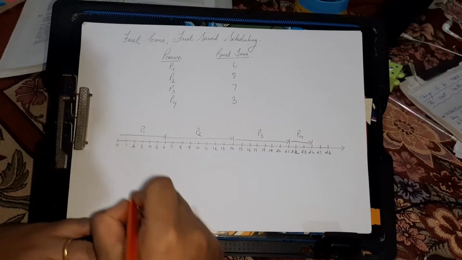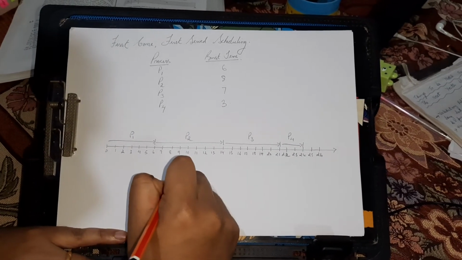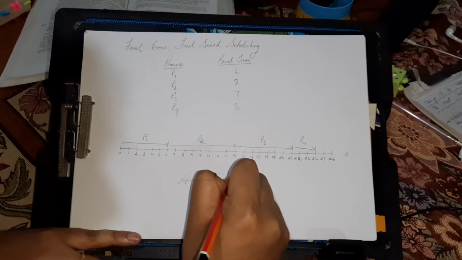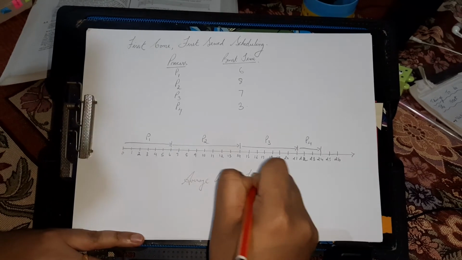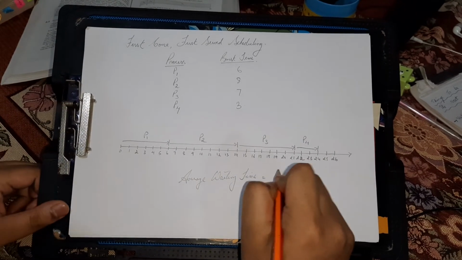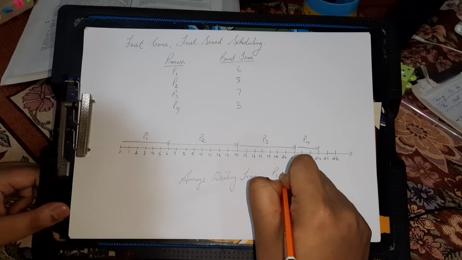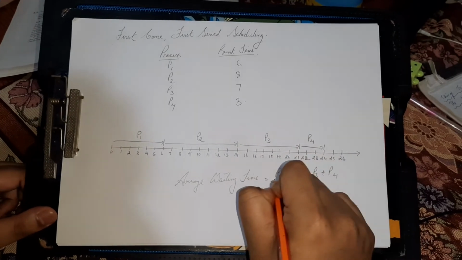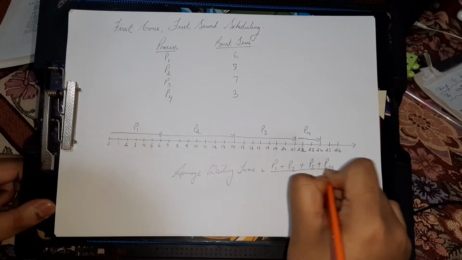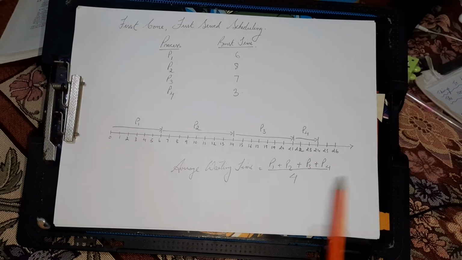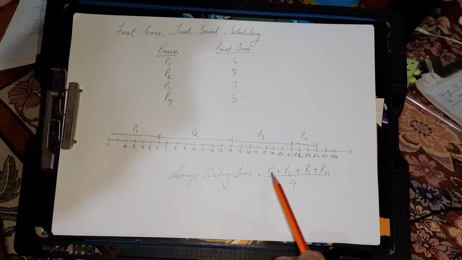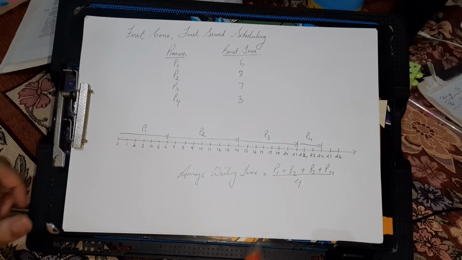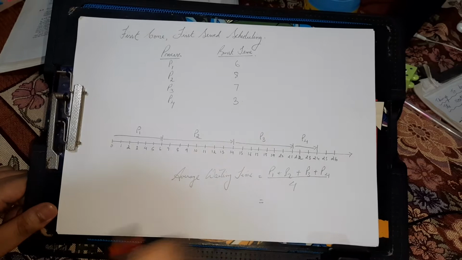Now we'll have to calculate the average waiting time. So we write average waiting time. The average waiting time will be P1 plus P2 plus P3 plus P4 divided by 4, since there are 4 of them, meaning we will add the waiting time of P1, the waiting time of P2, the waiting time of P3 and the waiting time of P4. Okay, what do we mean by waiting time?